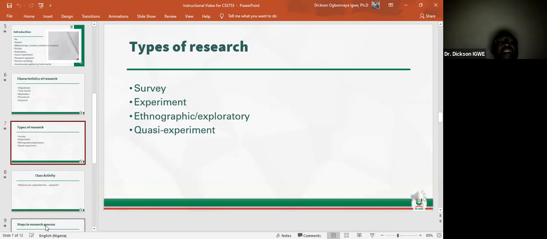Then another one is types of research. We have survey research, we have experimental research, we have ethnographic exploratory research, we have quasi-experiment research. Remember, the two other dimensions of research that I mentioned are the cross-sectional research and the longitudinal research. That is a dimension. But this one is type.